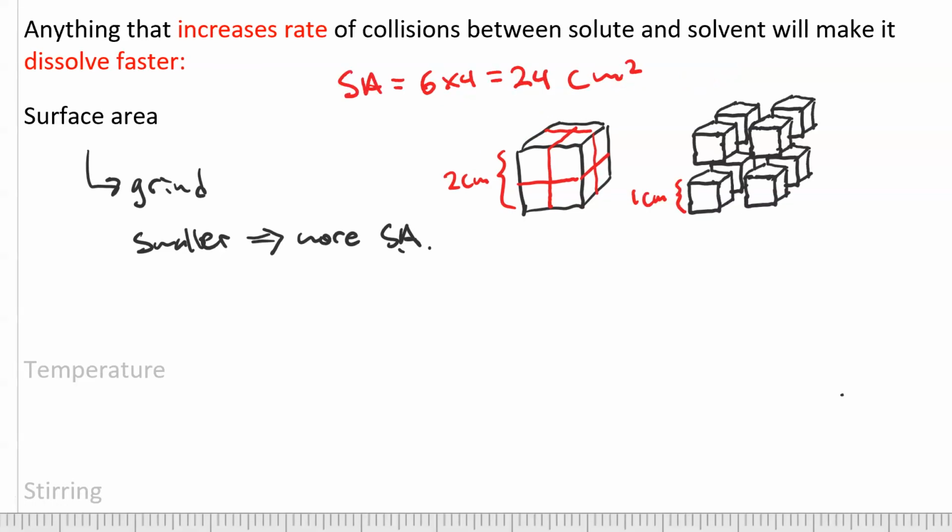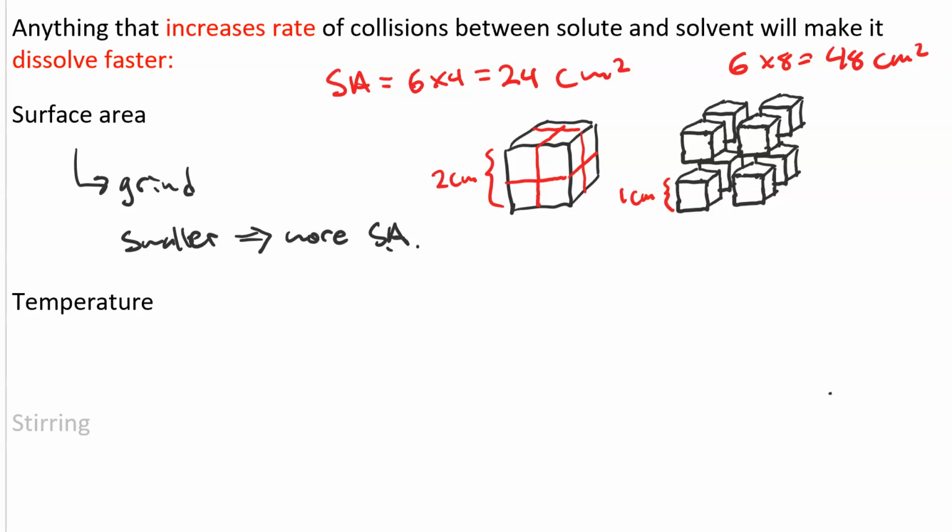Making these divisions, I now have 8 smaller cubes with a dimension of 1 centimeter. So the surface area of each face is 1 square centimeter. Each cube has 6 faces for 6 square centimeters per cube, and then since there are 8 of them, I have 6 times 8 equals 48 square centimeters. So the smaller particles have more surface area. More surface area means more collisions per second, and that means faster dissolution.